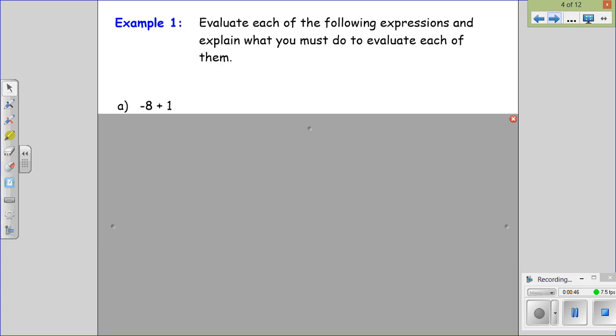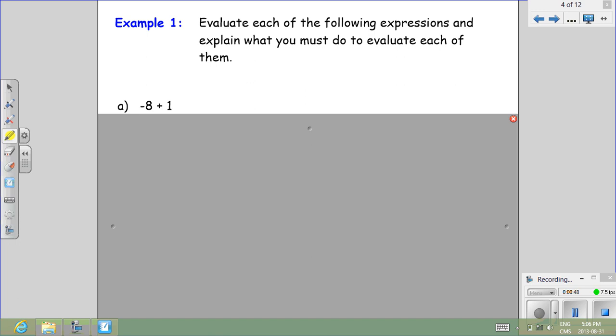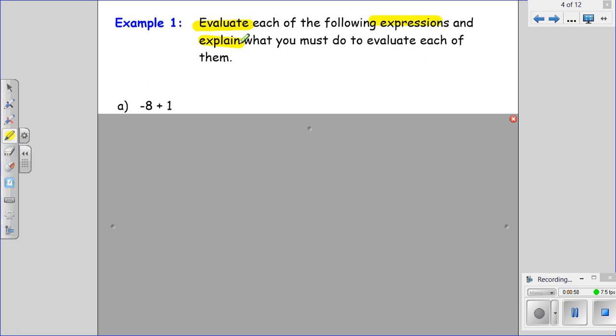Example 1. Evaluate each of the following expressions and explain what you must do to evaluate each of them. So let's highlight a bit here so we see what we're looking for. We want to evaluate the expressions. We want to explain what we have to do to evaluate it.